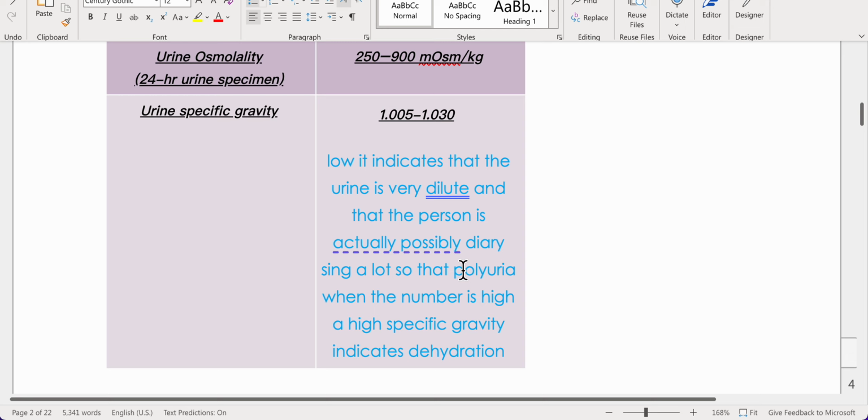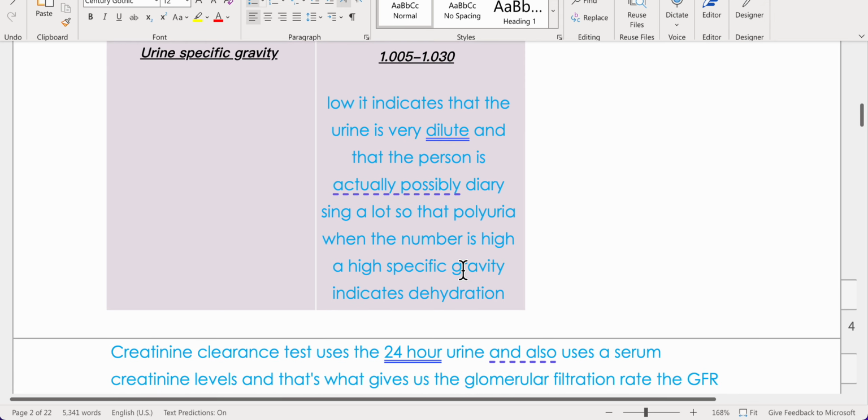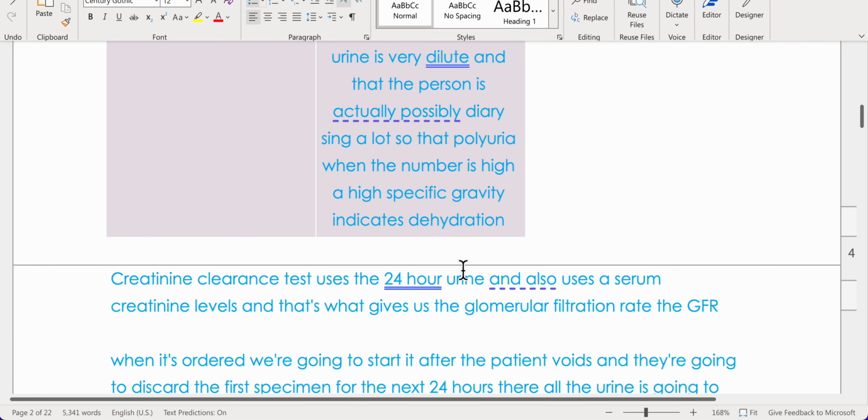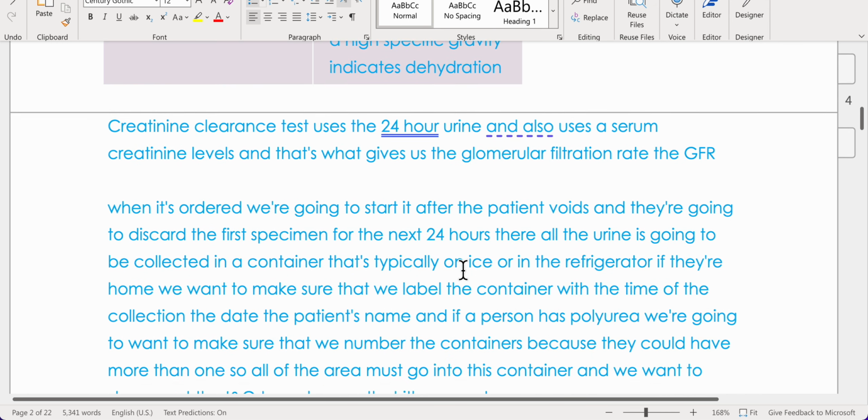Urine specific gravity: 1.005 to 1.030. Low indicates that the urine is very dilute and that the person is possibly diuresing a lot, so that's polyuria. When the number is high, a high specific gravity indicates dehydration. The creatinine clearance test uses the 24-hour urine and also serum creatinine levels, and that's what gives us the glomerular filtration rate, the GFR.